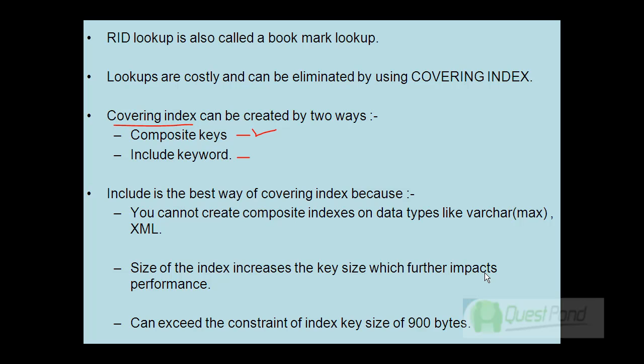And why? I have listed three reasons in the video itself. The first thing is that you cannot create a composite index on data types like varchar(max) and so on. So if you have huge data types, you cannot really create a composite index. Second, whenever you create a composite index, the size of the index key increases, so it impacts future performance. In the coming videos, we're going to see why the index key size impacts performance. And third, we have a constraint on the composite index key size of 900 bytes. So when you join two composite keys, you should ensure that this constraint is followed. Because of these three main reasons, include is the best way of creating a covering index.